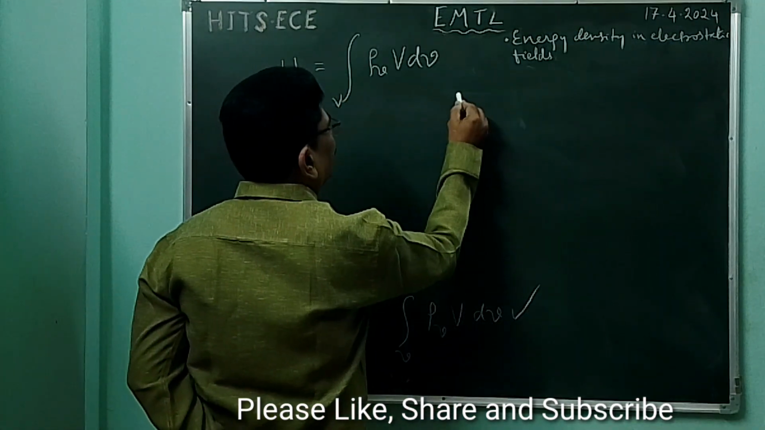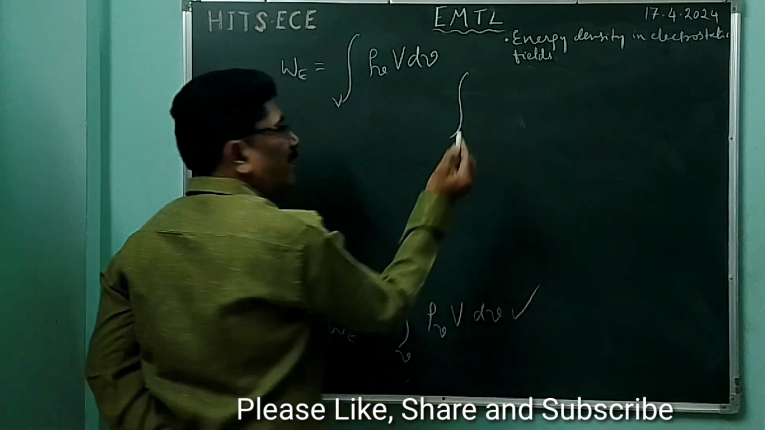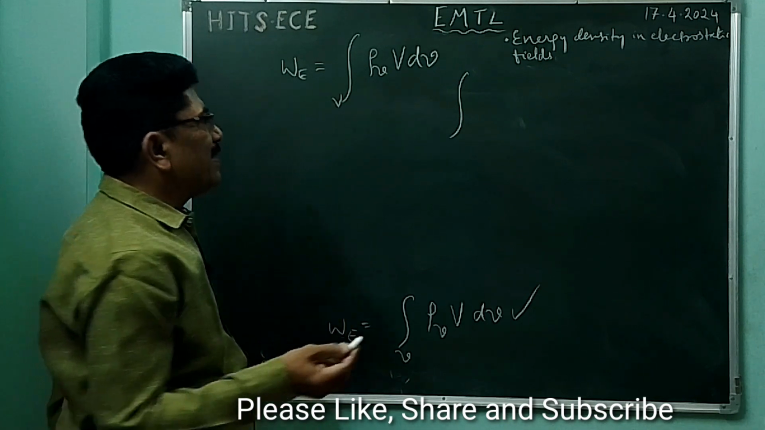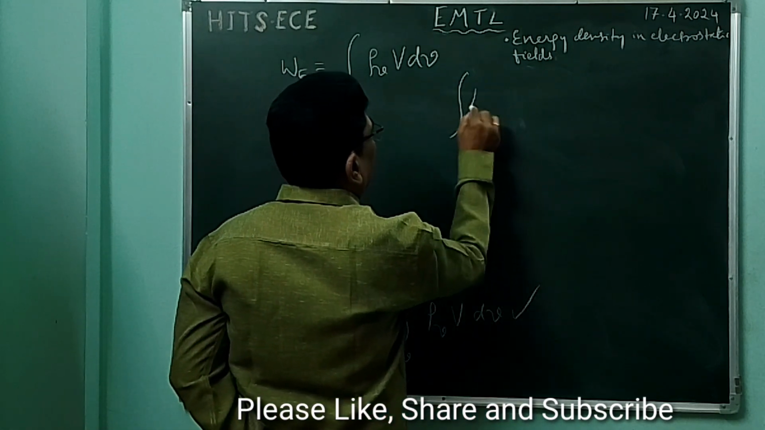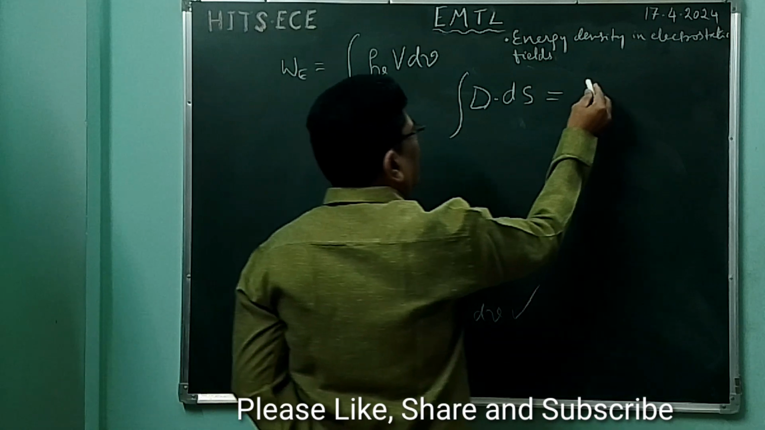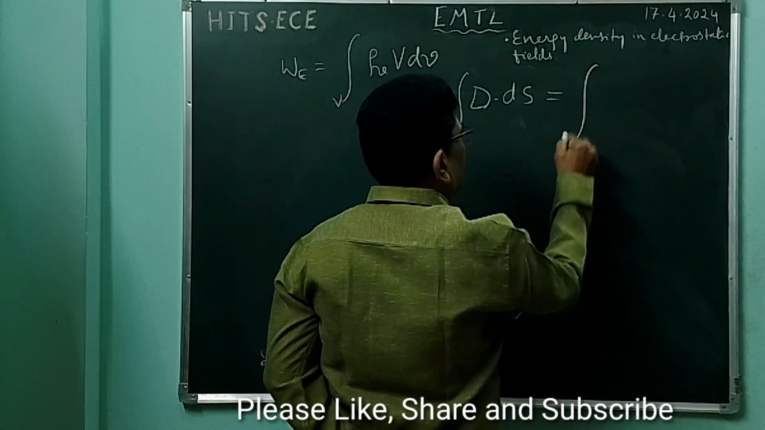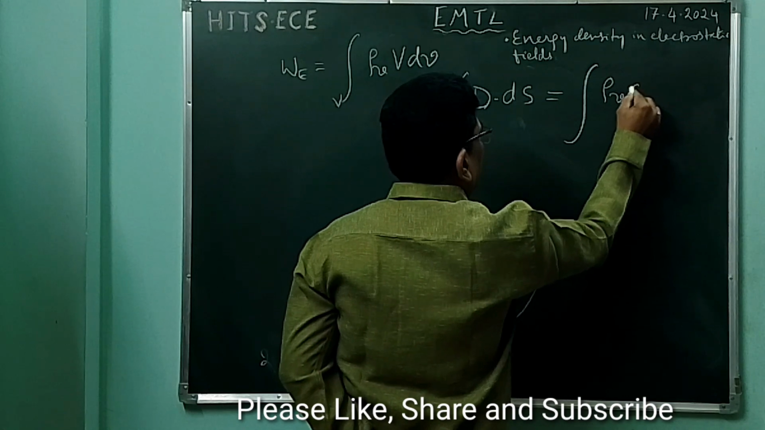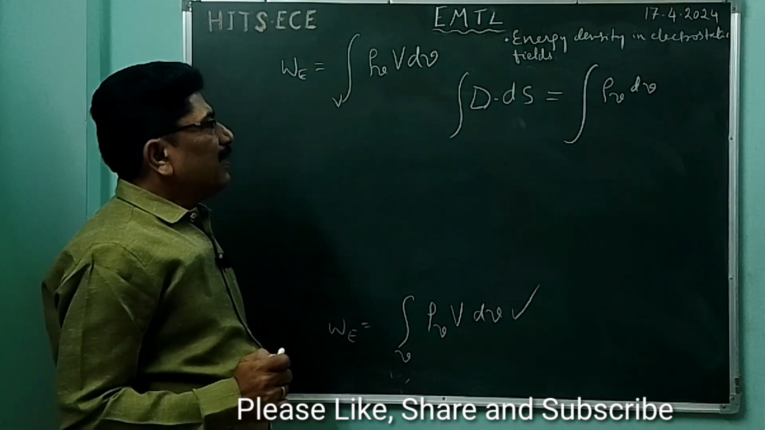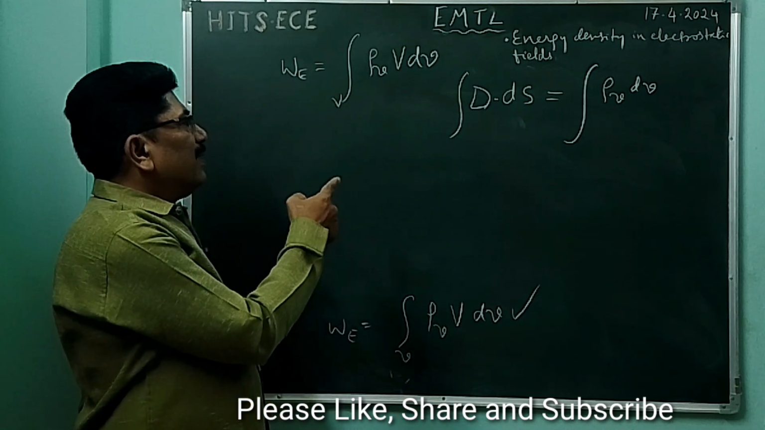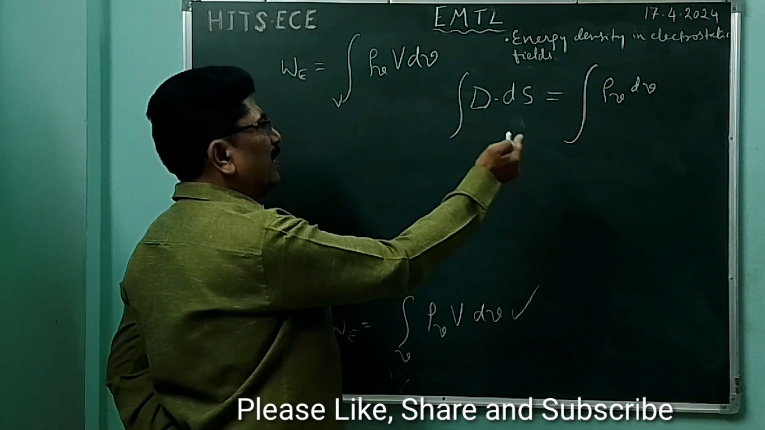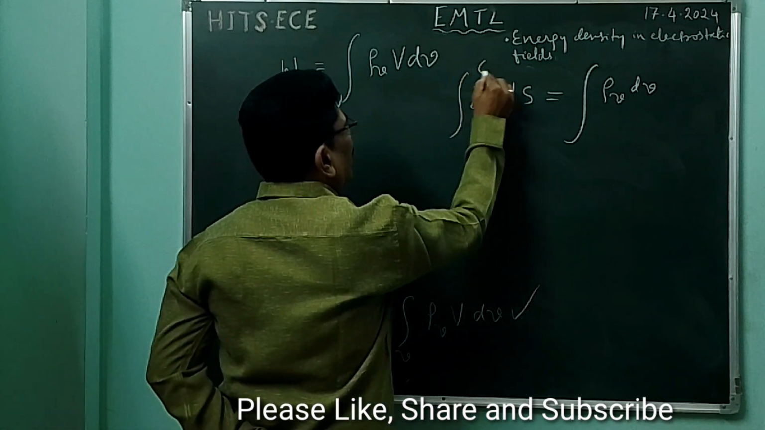According to Gauss law, the electric flux leaving the surface, ∮D·ds, is equal to the charge enclosed in the surface, that is ρ_v dv. This is the Gauss law we have already covered in the earlier classes.